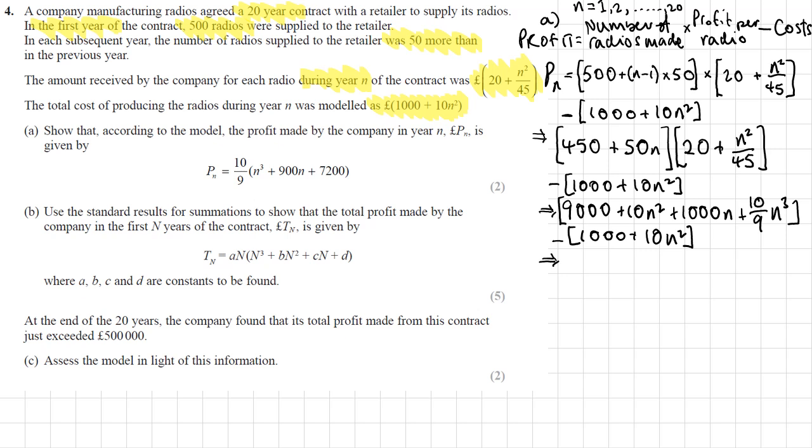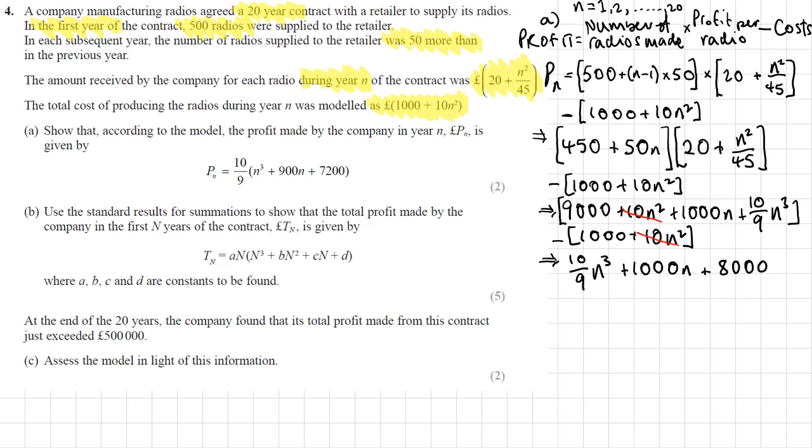And we'll put this polynomial in order of size. So 10 over 9 n cubed would be the first term. Then I've got 10n squared, then minus 10n squared, so that cancels out. So there's going to be no n squared terms. Then I'm going to have, in terms of n, just 1000n, so plus 1000n. So I've dealt with that term. And then I'll have 9000 minus 1000, so that'll be 8000, so plus 8000.